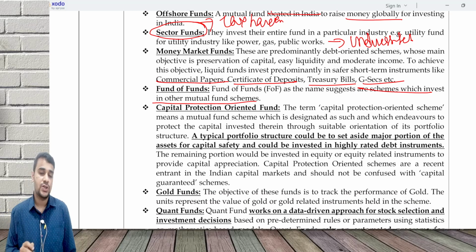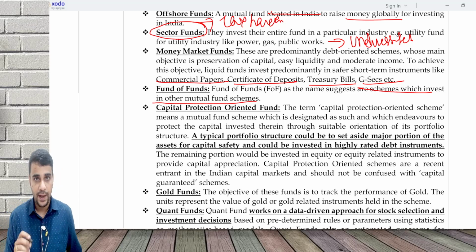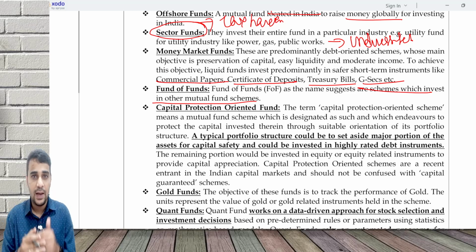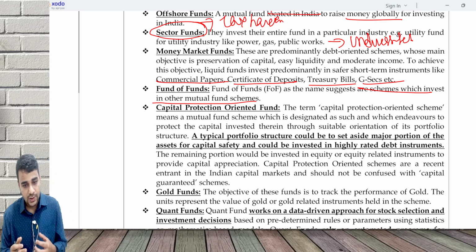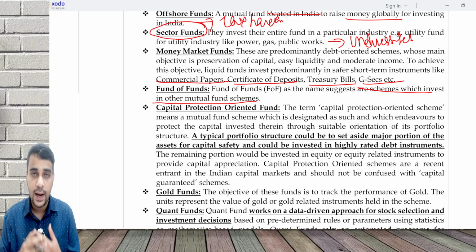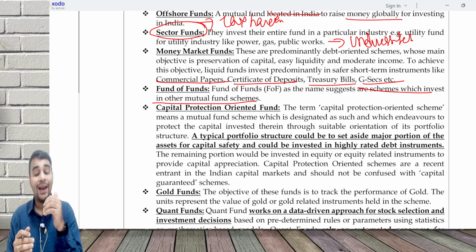There is a category called capital protection oriented fund, where the focus is to ensure that there is no fall in the amount invested. Basically, I want to protect the principal. A capital protection oriented fund works towards protecting the principal given to a mutual fund. That is, I invested 1 lakh in a mutual fund. On that 1 lakh, returns have to be earned, but I want this 1 lakh to be protected.